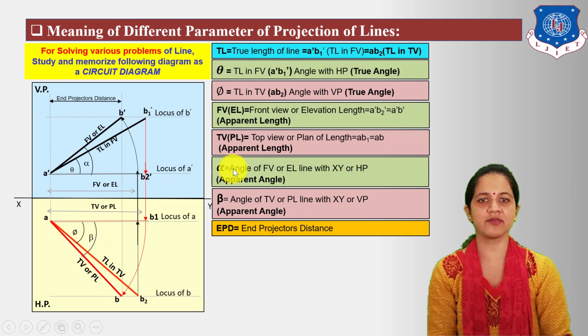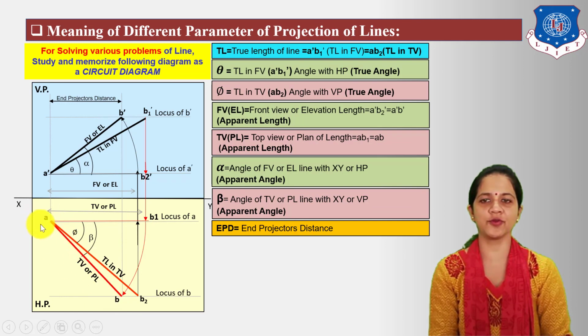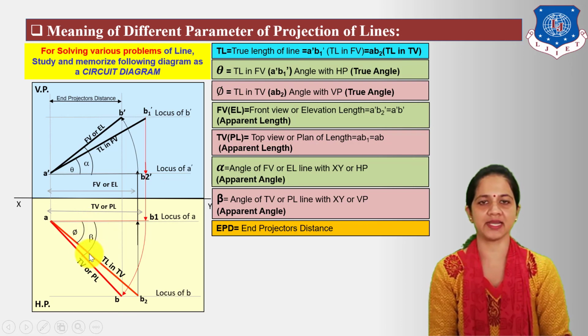Next, alpha is equal to the angle of front view or EL line with XY or HP. It is called apparent angle. Here you can see alpha is the angle with the inclined front view length A dash B dash line. Next, beta is equal to the angle of top view or PL line with XY or VP. It is also called apparent angle. Here you can see the angle of top view line AB with VP or XY is denoted by beta.